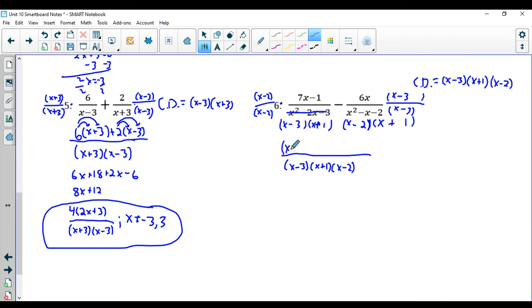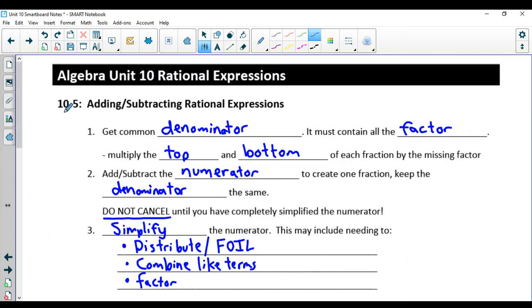And I'm going to have on the top (x minus 2) times (7x minus 1). So notice how I put both those in parentheses. Each binomial is 2 terms times 2 terms, so they're each in parentheses. I have a minus sign, so we need to use brackets, and then I have 6x times (x minus 3). All right, so going back here, remember I can't cancel anything right now because of this minus sign. So we have to simplify, which means distribute and FOIL first.